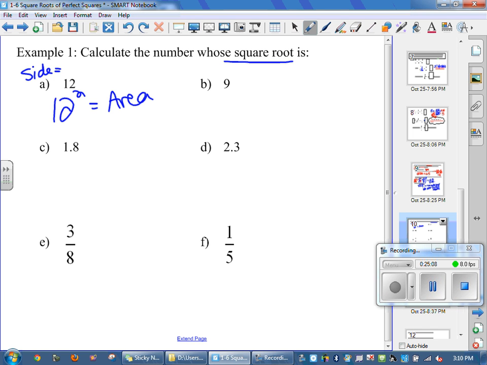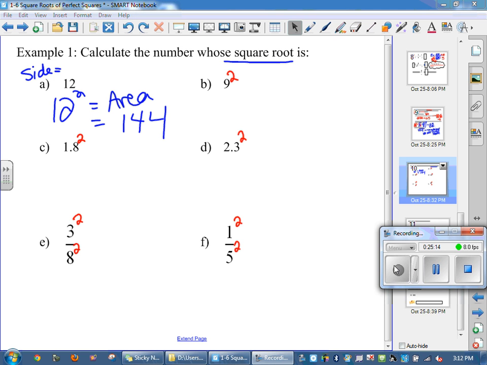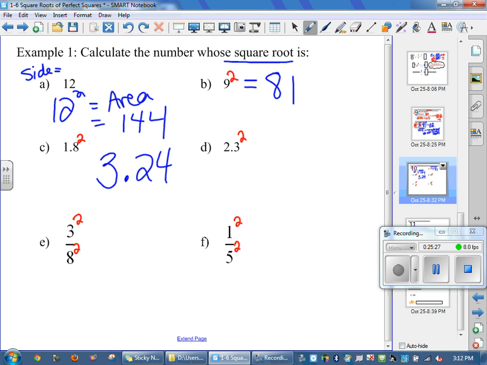Okay, so you should have got 9 times 9, or 9 squared. That gives us 81, great. See, 1.8 squared? 3.24, good. What is 2.3 squared? 5.29, good. Fractions, square top and bottom separate, what do you get? 9 over 64 and 1 over 25. Excellent.